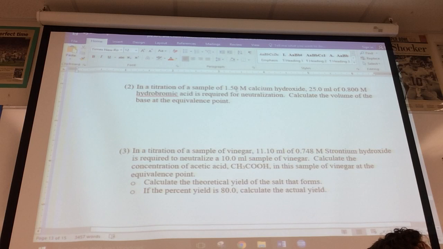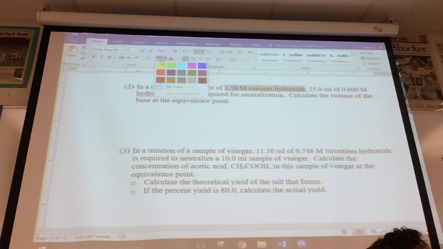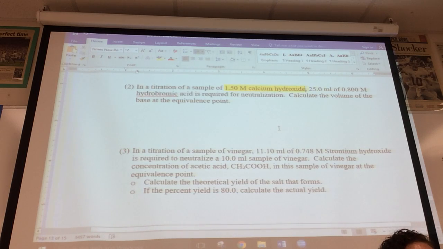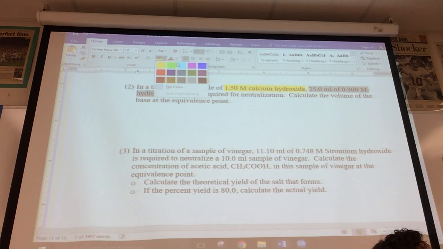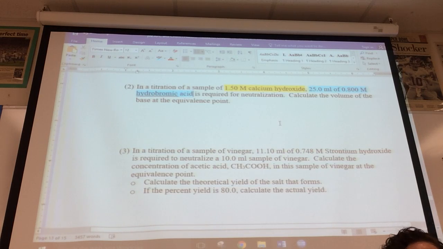All right, in the second problem, we've got a sample of 1.5 molar calcium hydroxide. Devin, is that the acid or the base? The base, hydroxide, right? And 25 mils of 0.8 molar hydrobromic acid. That could be the acid, huh? We want to calculate the volume of the base at the equivalence point. All right, our acid is hydrobromic acid.